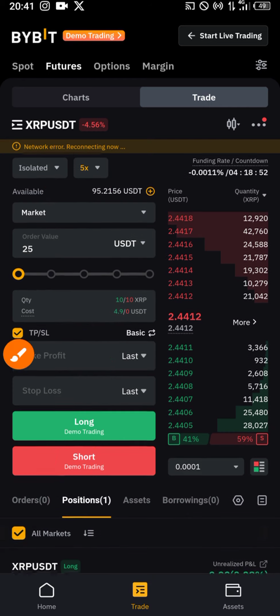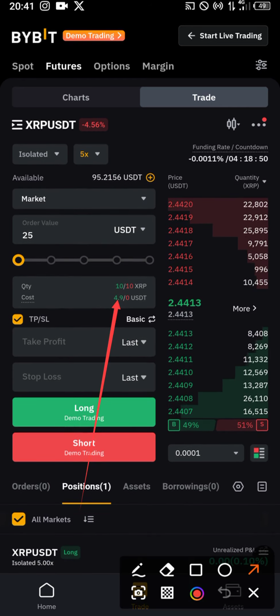So make sure that the amount that will be here is not exceeding 3%. That's how you can stay long in the market. That's how you can stay long as a trader.